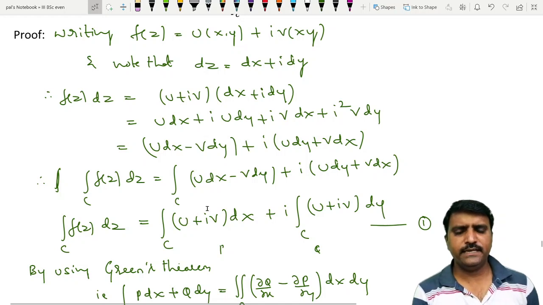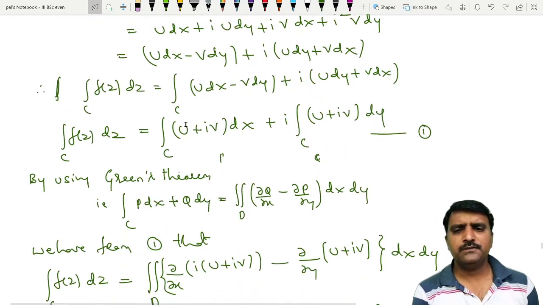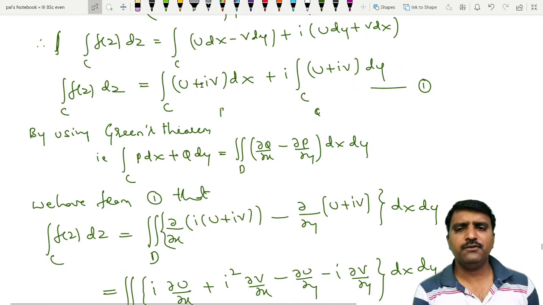After this you take dx as a common factor, no problem. Then it is u plus iv into dx plus i into u plus iv into dy. Now I am using Green's theorem. It is like this: integration of p dx plus q dy. In place of p we have u plus iv, and in place of q we have i into u plus iv.